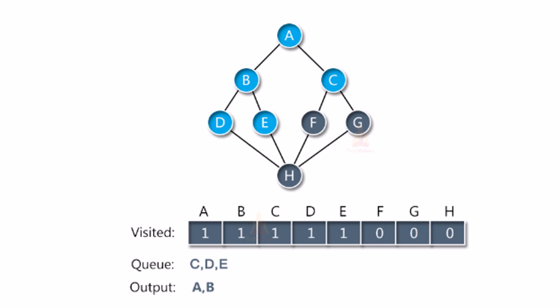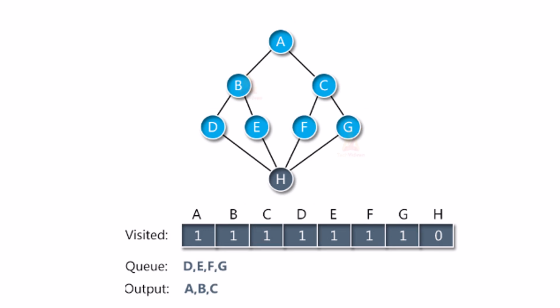So C is removed from the queue and put into the output. Then mark all the neighbors of C as visited. So now C is added into the output. The neighbors of C are F and G. So F and G are inserted into the queue. So F and G are marked as visited.